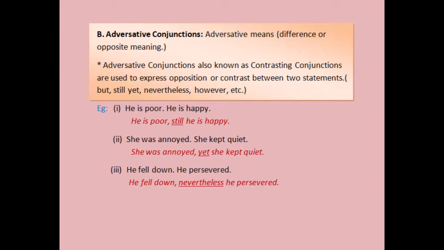Number 2, he is weak, he cannot run fast. Why could he not run fast? Because he is weak. So the conjunction so is used here.